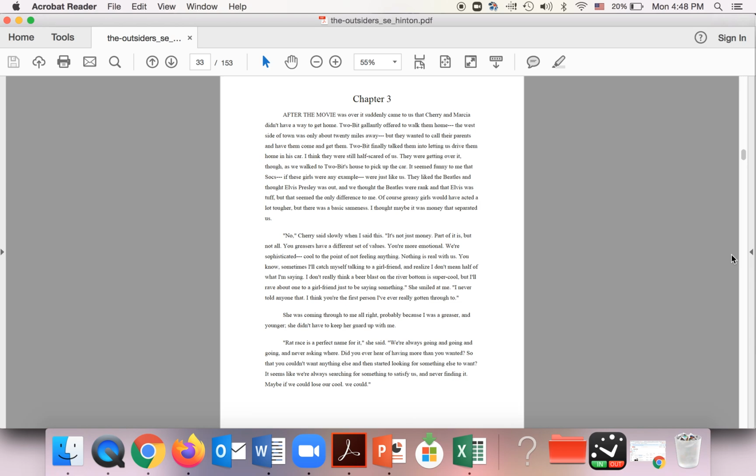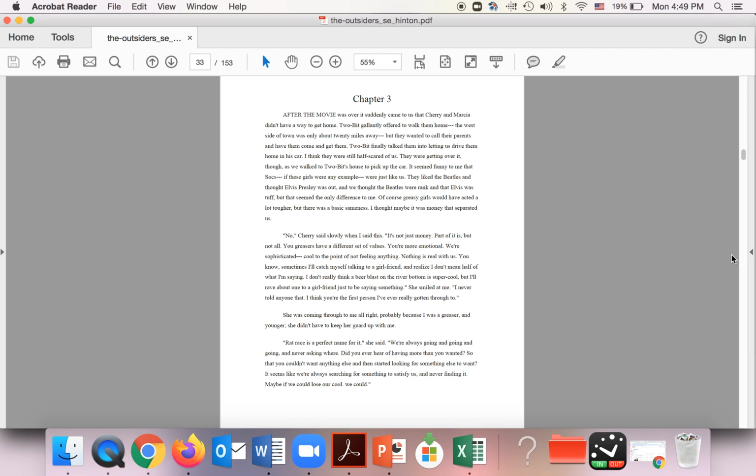It seemed funny to me that the Socs, if these girls were any example, were just like us. They liked the Beatles and thought Elvis Presley was out, and we thought the Beatles were rank and that Elvis was tough. But that seemed the only difference to me. Of course, greaser girls would have acted a lot tougher, but there was a basic sameness. I thought maybe it was money that separated us.